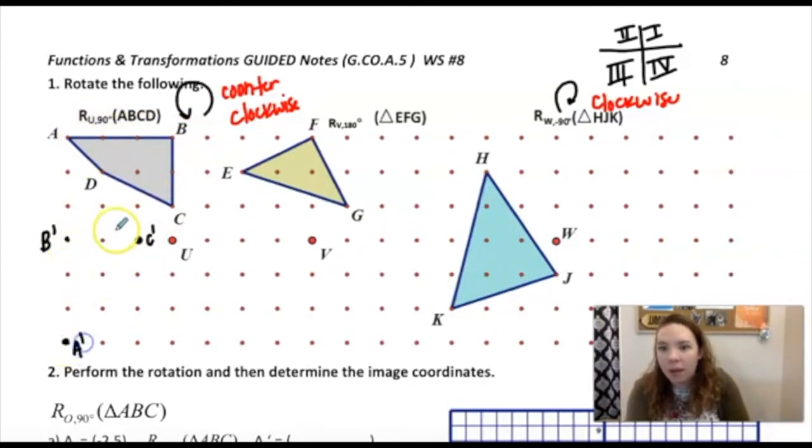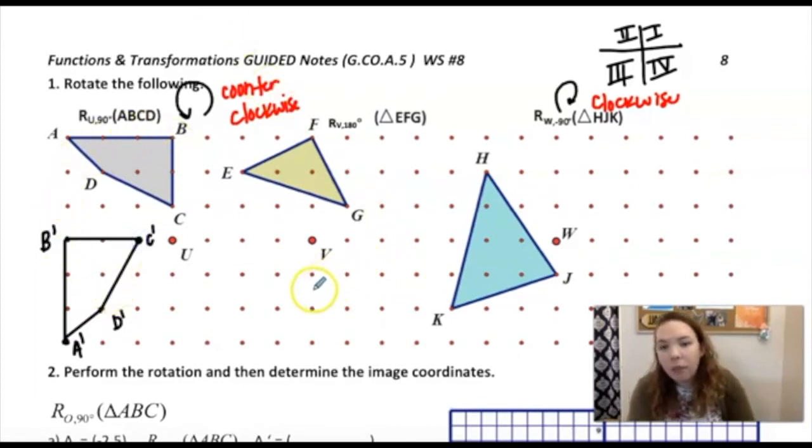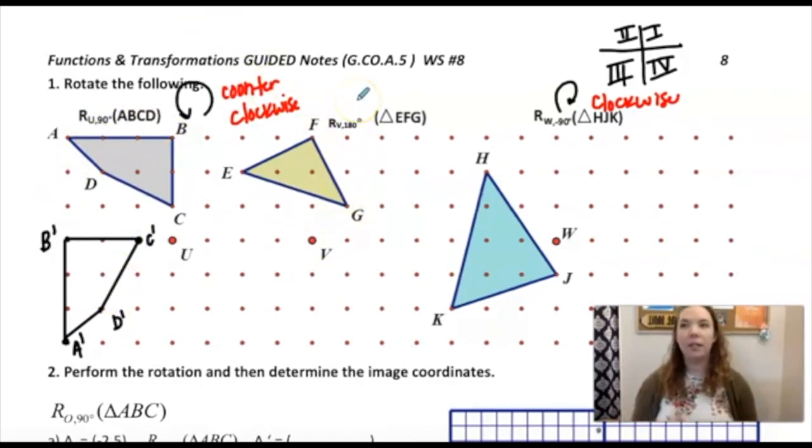Down would be A prime. And then diagonally, we have D, so D prime would end up right here. And now I can reconnect this figure. So we took this and we rotated 90 degrees counterclockwise. 180 degrees, it doesn't matter what direction you go, because since it's half of a circle, you'll end up in the same spot, whether it's counterclockwise or clockwise.